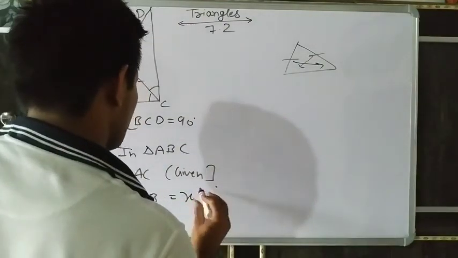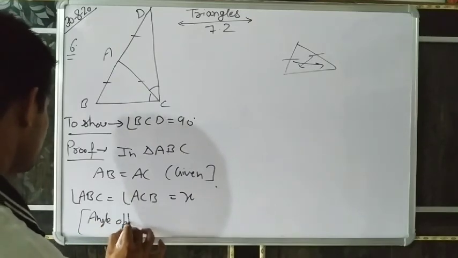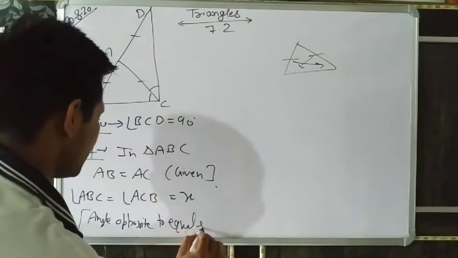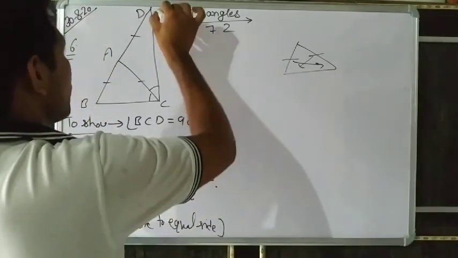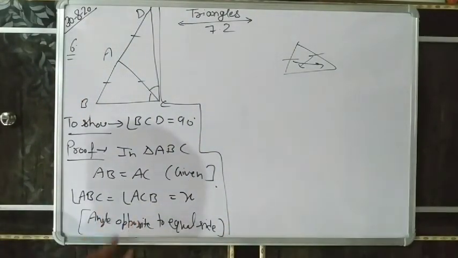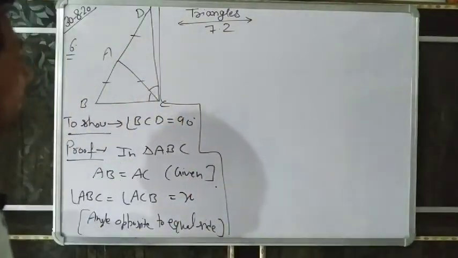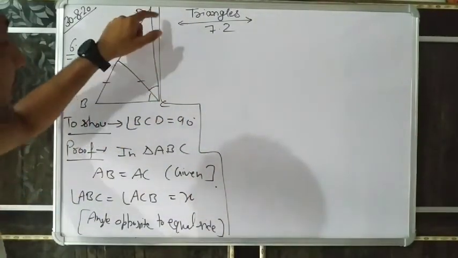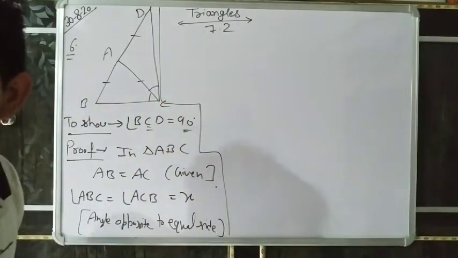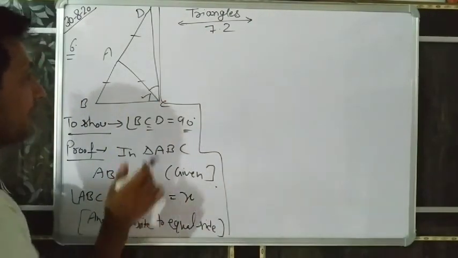So write the reason. What is the reason? We will write here: angle opposite to equal side. The reason is very important, we will write it in each question. Understand? So this is equation number 1. Second, we know angle BCD. We want to prove that angle C is 90 degrees. It means we have to find angle C. Here we already found this angle, and now we will find this one.